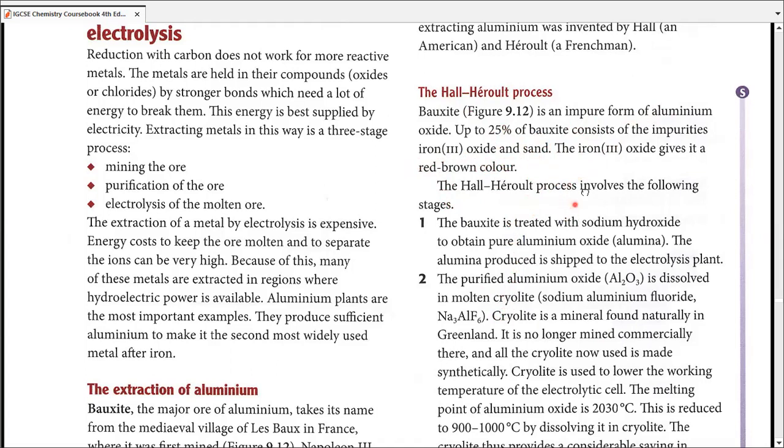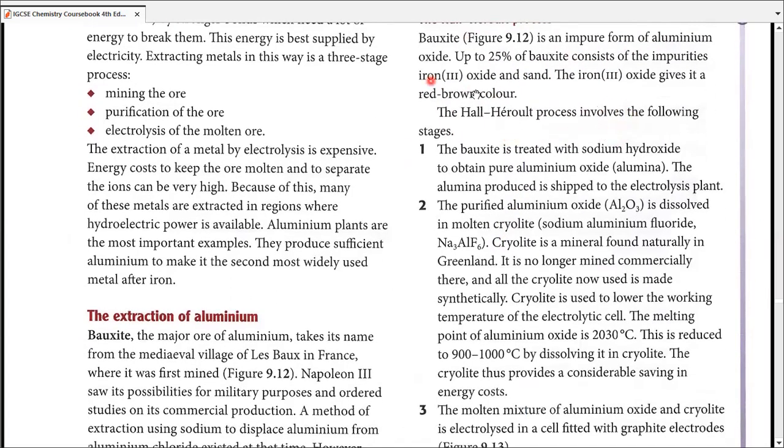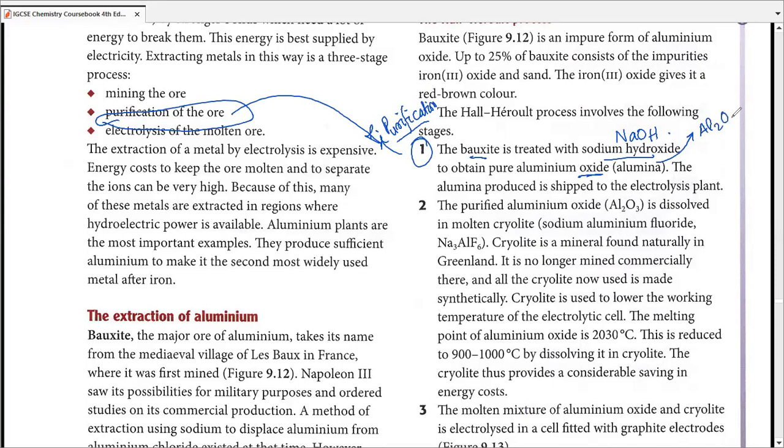Now, the Hall-Héroult process involves the following stages. The first stage really is the purification stage. We haven't started electrolysis at this stage, so we can safely say point number one is related to purification. And it's the same point that we discussed over here. What do we do? We take sodium hydroxide, the formula for which is NaOH, and we treat bauxite with it. It gives us pure aluminum oxide, which we also call alumina. So that's how we get rid of all the impurities, be it sand, be it iron 3 hydroxide, or iron 3 oxide, whatever.